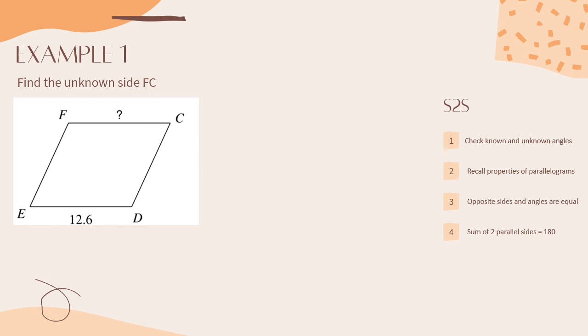Now, we're not talking about angles this time because the question is asking you about side. So discard this one. Recall properties of parallelograms. First thing first, properties of parallelograms. You know that opposite sides and angles are equal. So FC, the opposite side is ED. So you know that FC equals ED. And what is the measurement for ED? ED is 12.6.